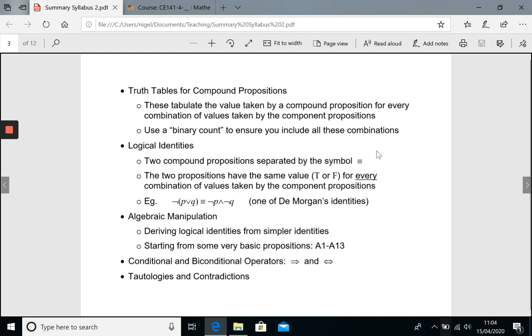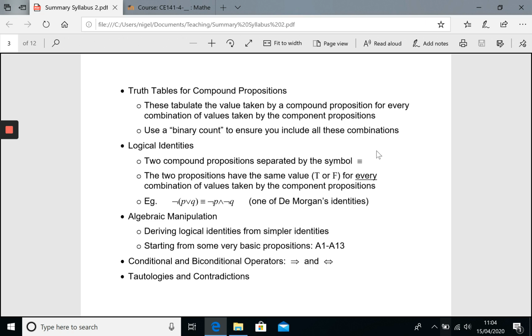The 2 main techniques we looked at in this were truth tables for compound propositions. These are just exhaustive tables of the values that the compound proposition takes for every conceivable combination of values of the component propositions making it up. Of course, it's nice to do this in a systematic way.